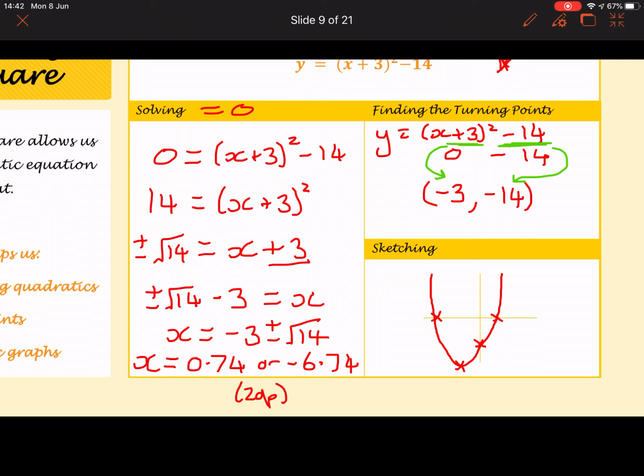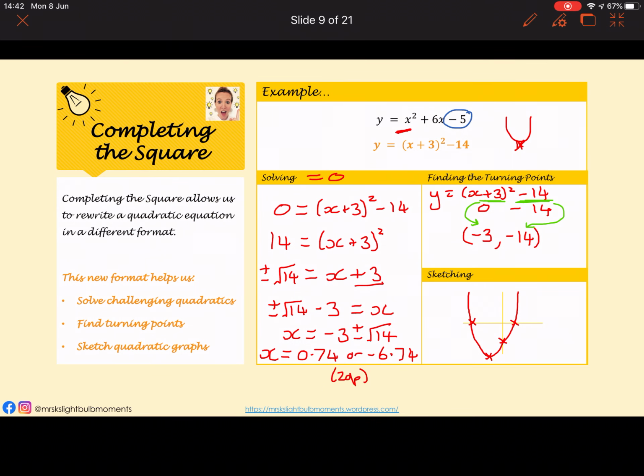Always, when you've done a sketch, write in your coordinates. I'm not going to do it on here, it's going to be far too small, far too messy for you to see what I've done. But when you do a sketch, you should write in the coordinates of any intercepts and your turning point if possible.